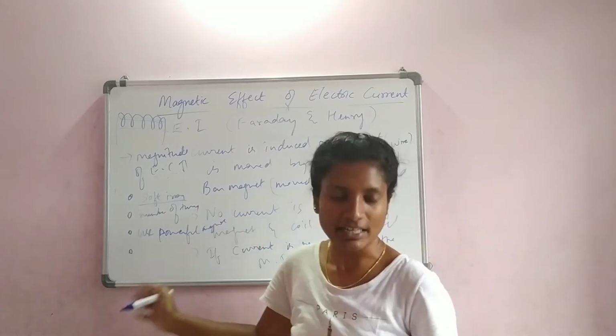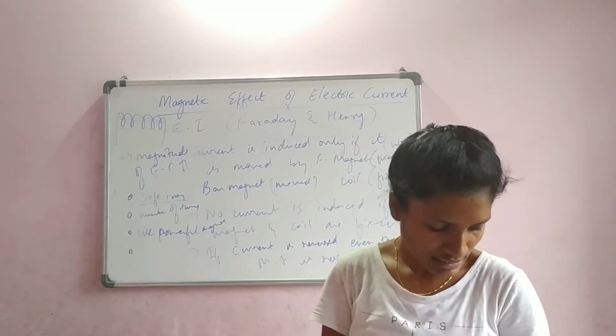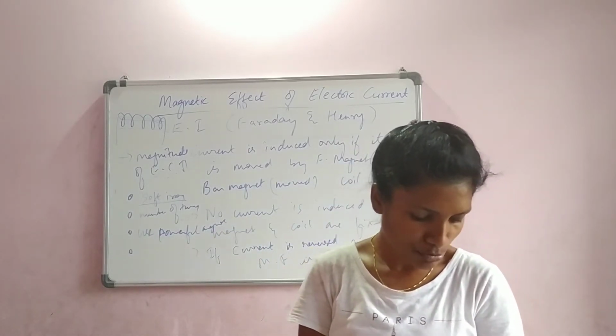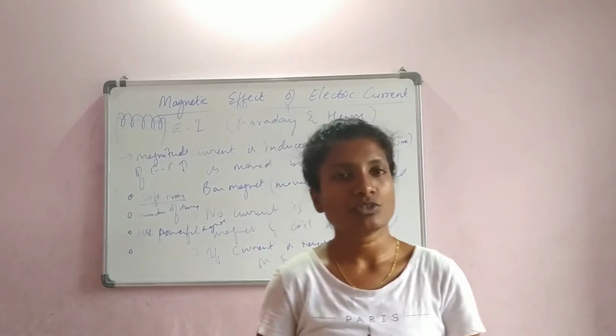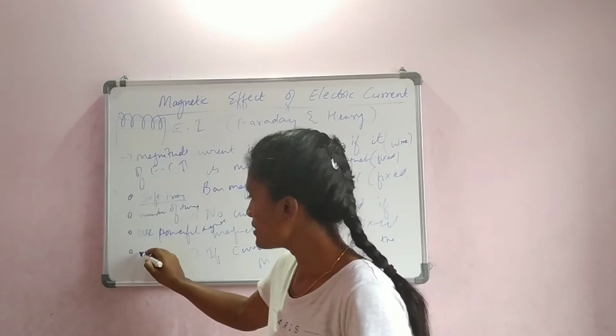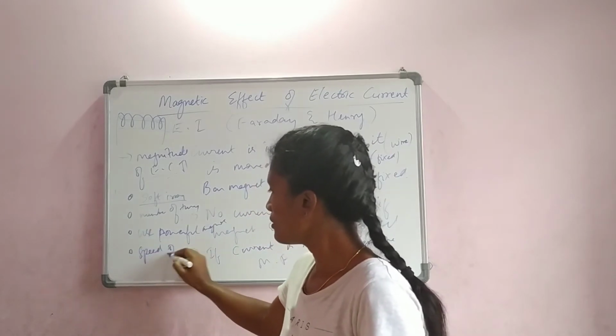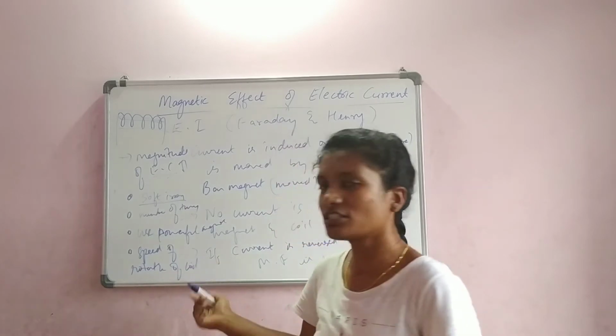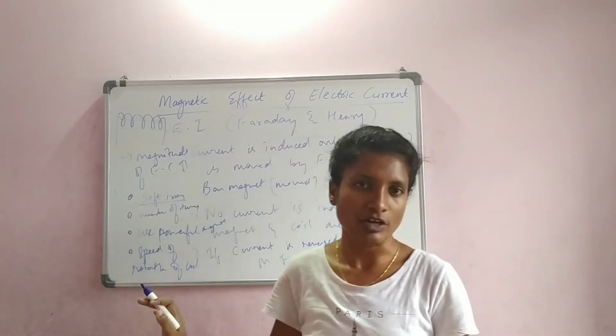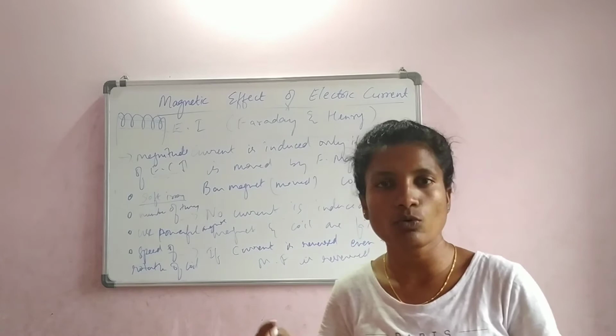A powerful magnet is nothing but an electromagnet. Lastly, by increasing the speed of rotation of the coil. Now this last thing, the speed of rotation of the coil, cannot be related as of now because we have not discussed how the coil gets rotated.